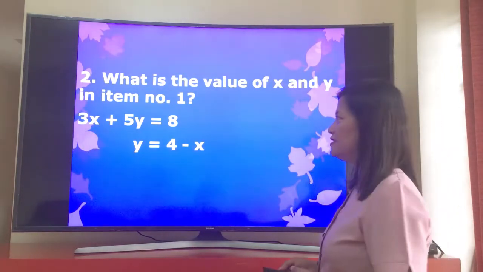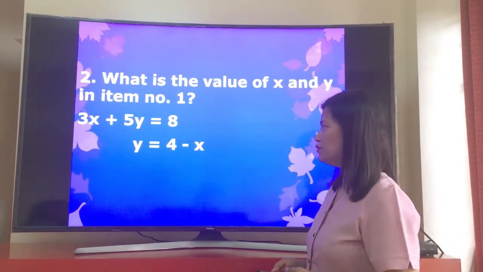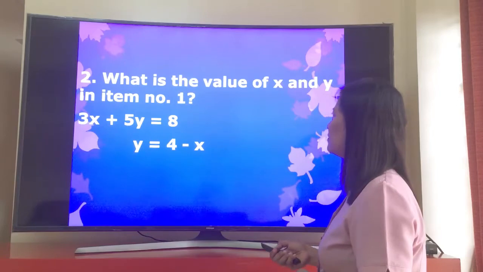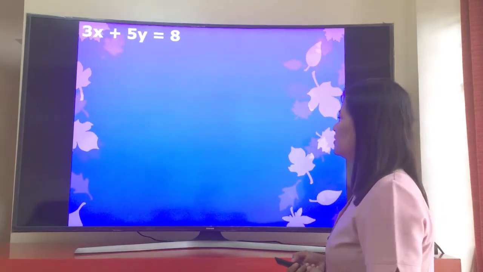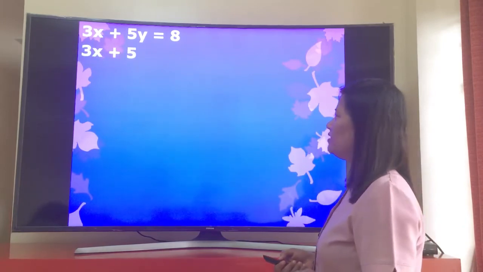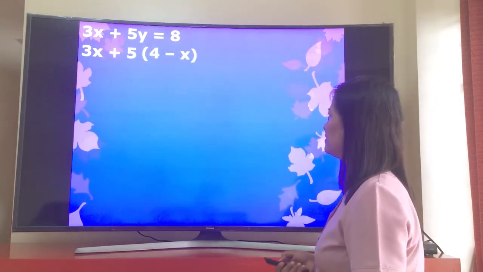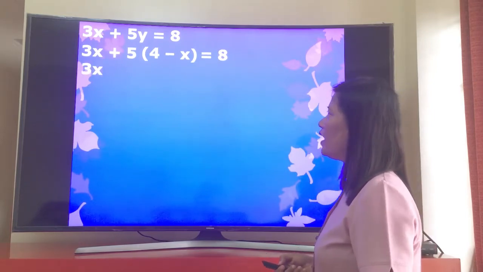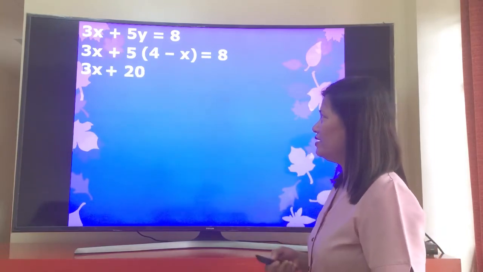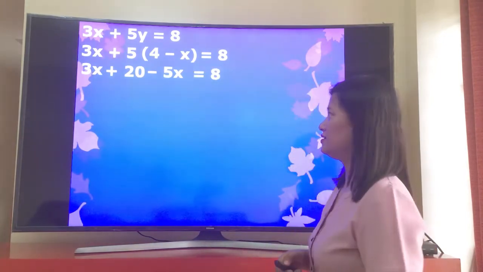So we will solve the system 3x plus 5y is equal to 8 and y is equal to 4 minus x. Let's see. So equation 1, 3x plus 5y is equal to 8. We copy 3x plus 5. Our y is 4 minus x is equal to 8. We copy 3x, distribute 5. So we have plus 20 there. And minus 5x is equal to 8.